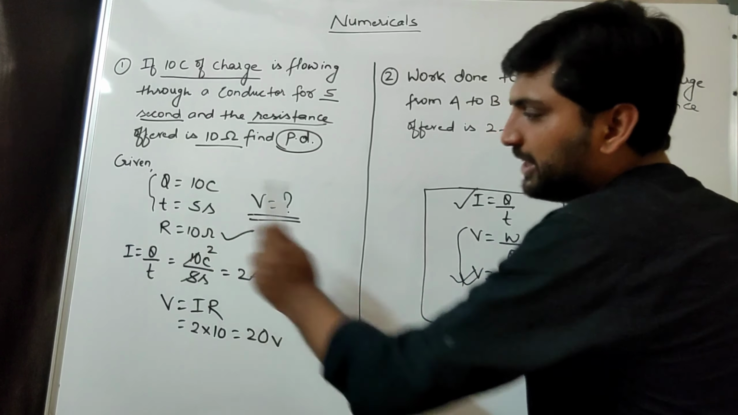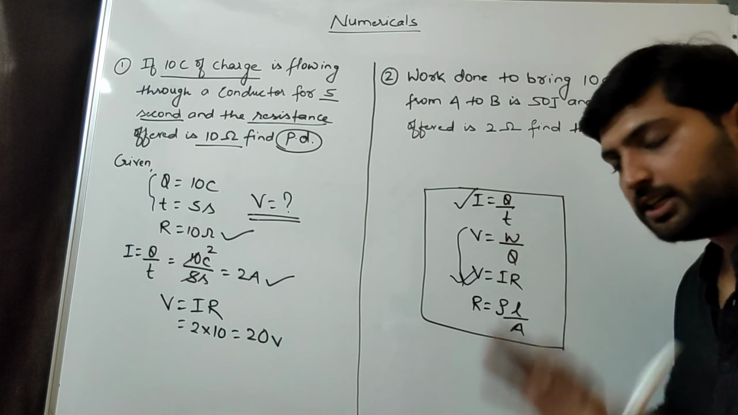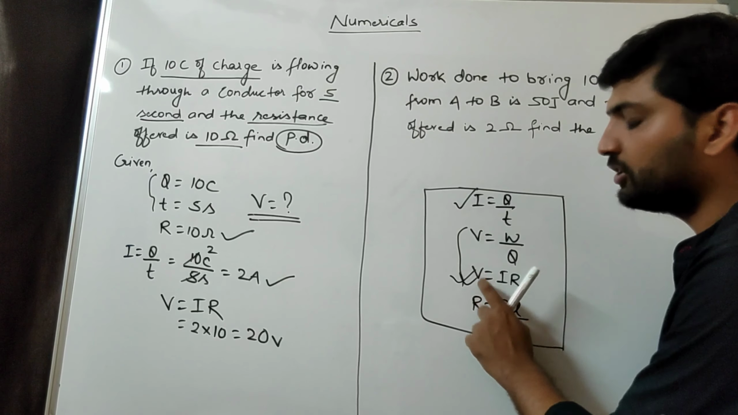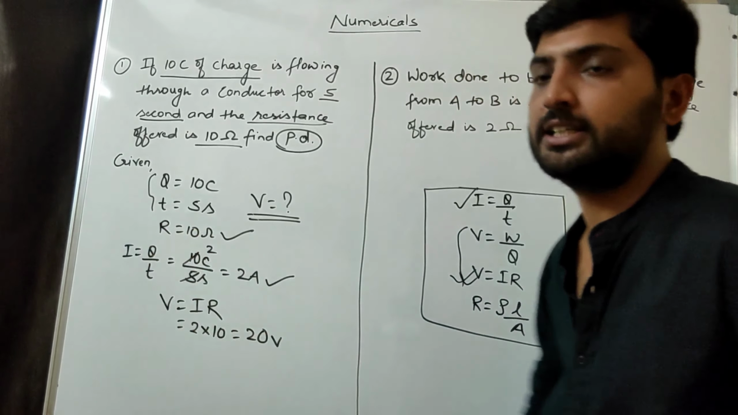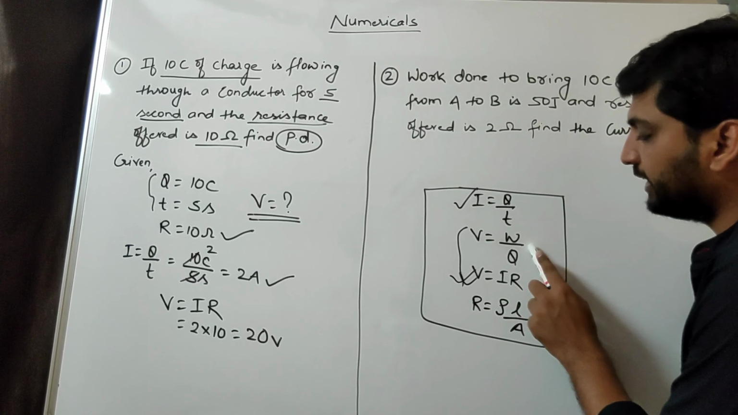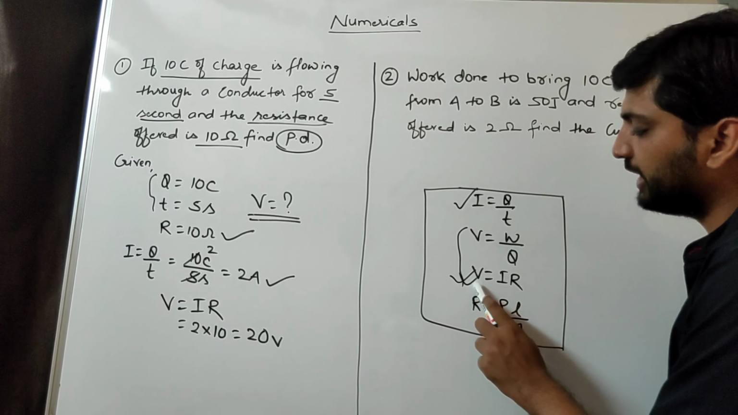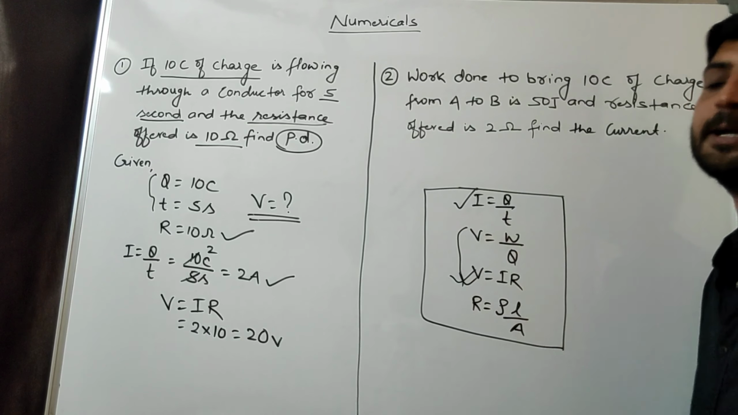See, R is given. It means it is certain that we have to use V is equal to IR. It is 100% certain because R is given. R is only used in this formula, not in the other. So 100% we have to use V is equal to IR.